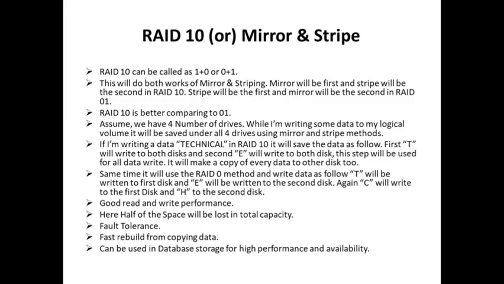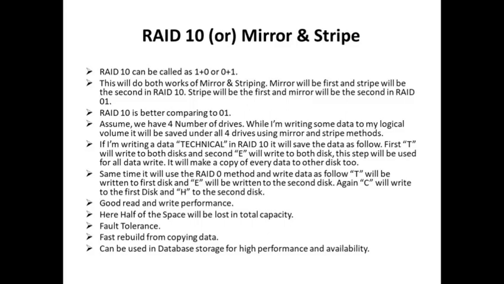So let's assume we have 4 number of drives. While I am writing some data to my logical volume, it will be saved under all 4 drives using mirror and stripe methods. So if I am writing the data technical in RAID 10, it will save the data as follows. First, it will write the T to both the disks, and second E will be written to both the disks. This step will be used for all data writes. It will make a copy of every data to the other disk too.